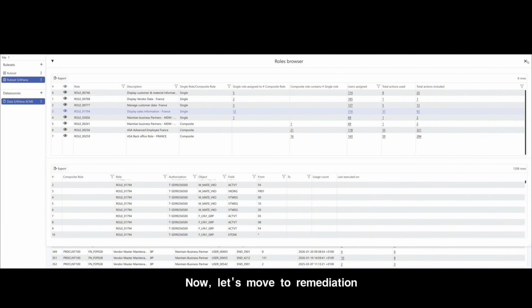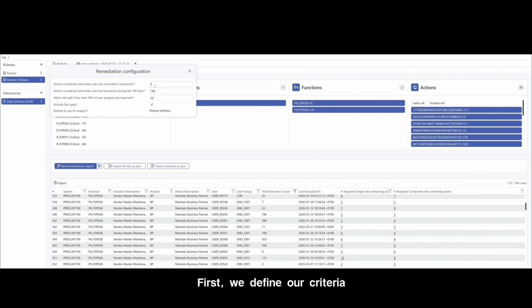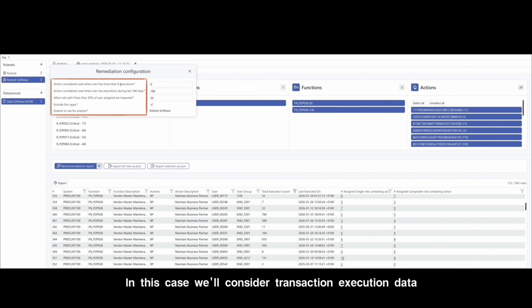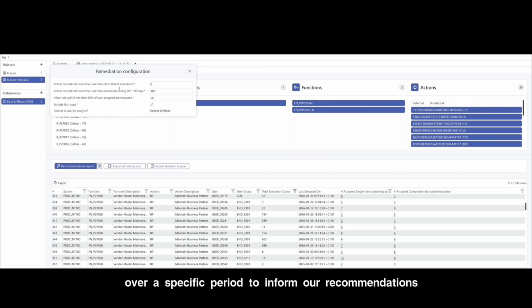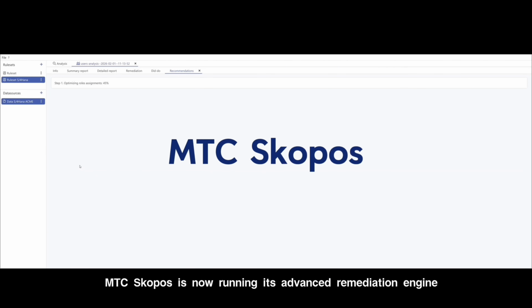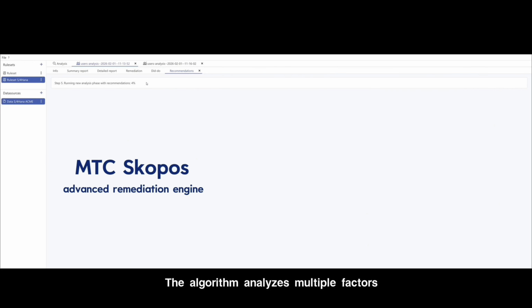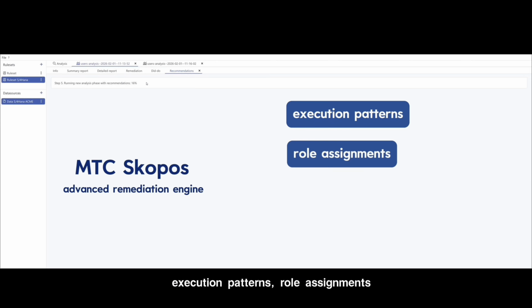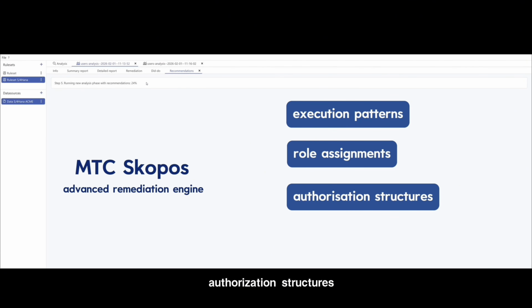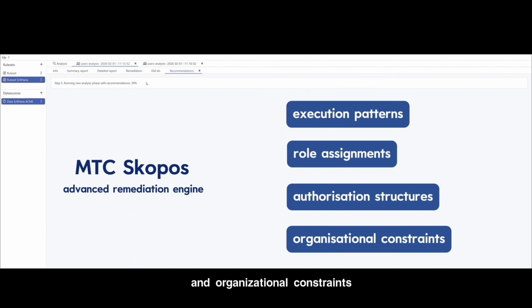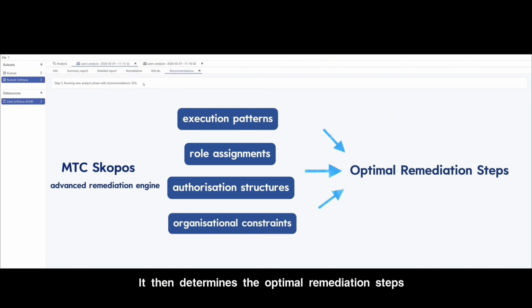Now, let's move to remediation. First, we define our criteria. In this case, we'll consider transaction execution data over a specific period to inform our recommendations. MTC Skopos is now running its advanced remediation engine. The algorithm analyzes multiple factors: execution patterns, role assignments, authorization structures, and organizational constraints. It then determines the optimal remediation steps for each conflict.